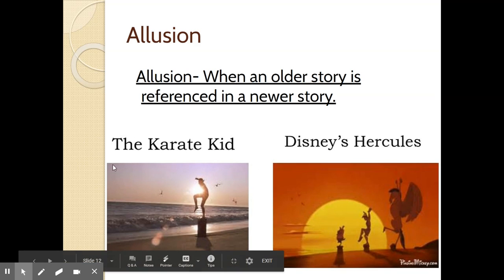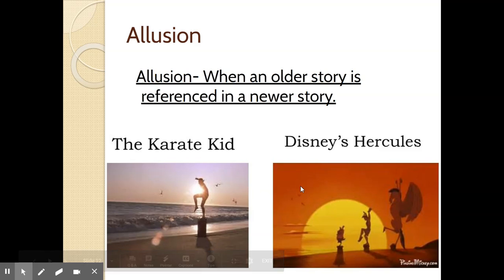So example is like in the 80s or maybe even 70s, I don't know. There's the Karate Kid movie, the Karate Kid trains. It's actually a really good movie. And then in the Hercules movie, there's the same training scene. So it's like paying homage to an older movie. So that's what happens, or a book or a story. It's kind of confusing, but I'll give you examples more later.